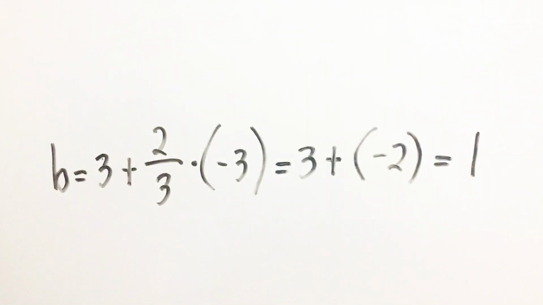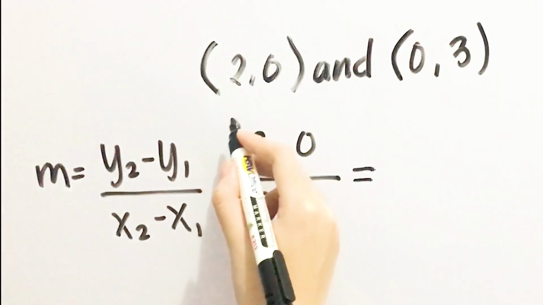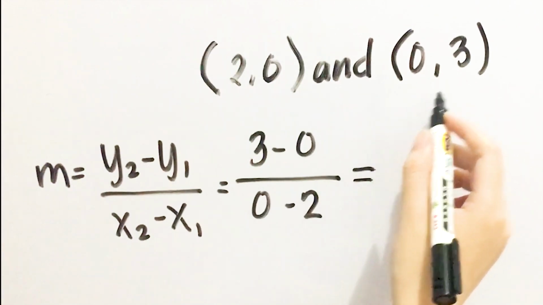Now, let's find the y-intercept. This can be done by substituting the slope and the coordinates of a point 3, -3 on the line in the slope-intercept formula and then solve for b. Good job! The y-intercept, or b, is 1. How about 2, 0, and 0, 3?